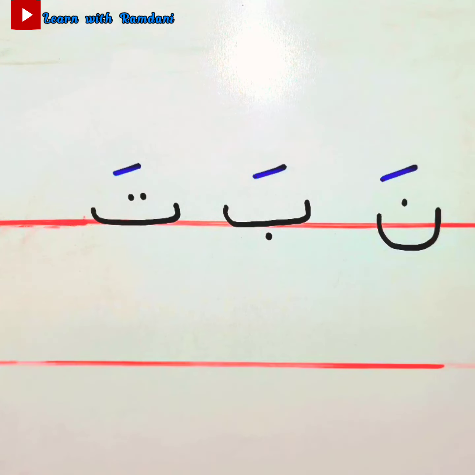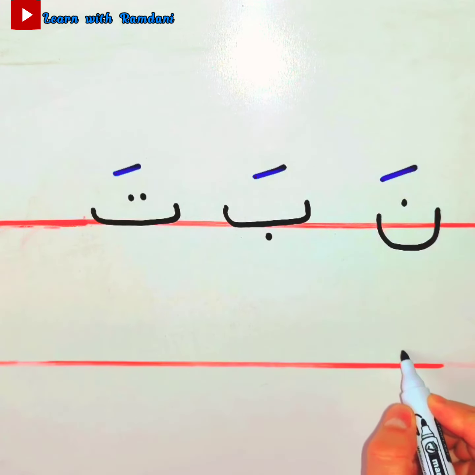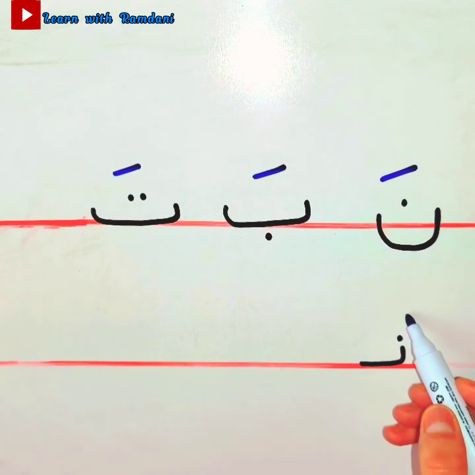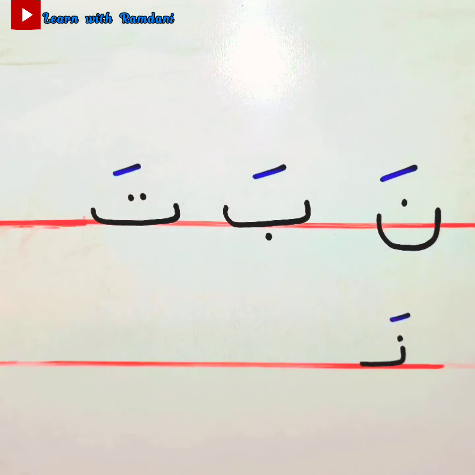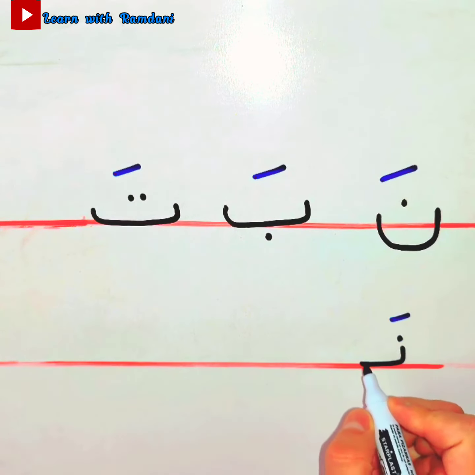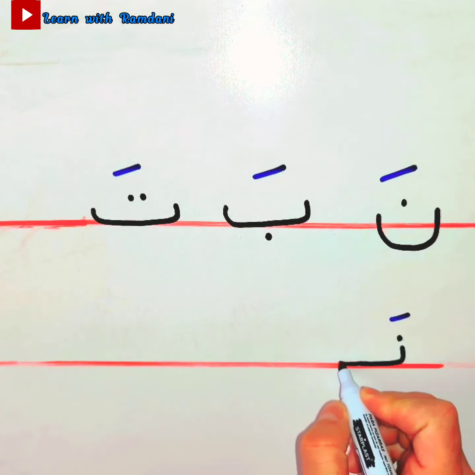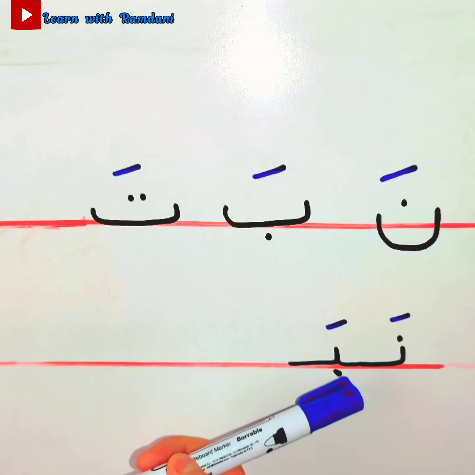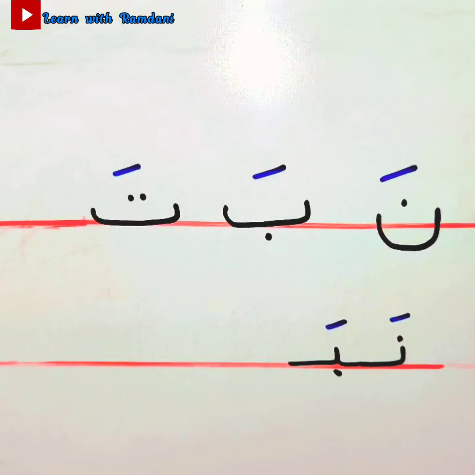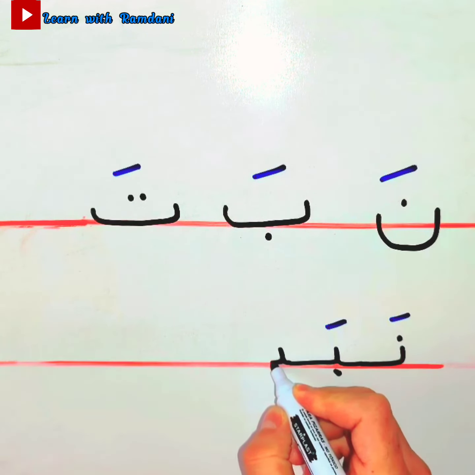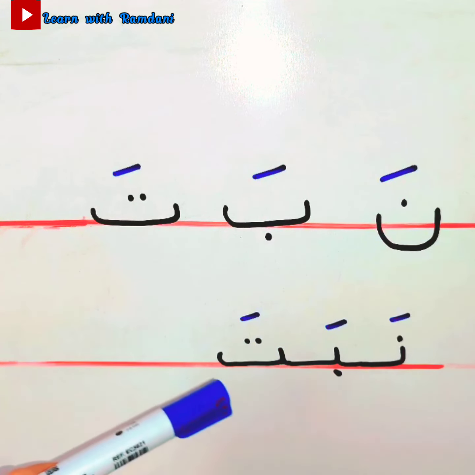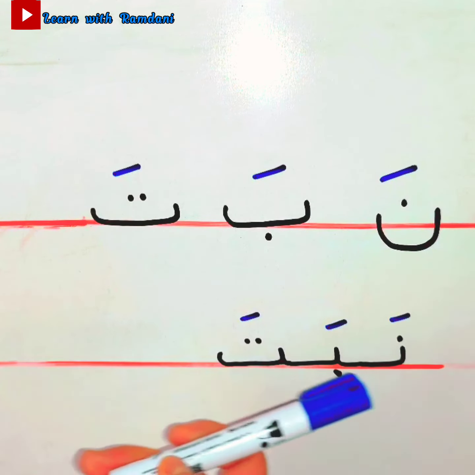Now let's try to connect those letters together. The letter Noon, in the beginning, we put Fatha, na. And then the letter Ba, we put Fatha, ba. Na ba. And then the letter Ta, we put Fatha, ta. Na ba ta, nabata.